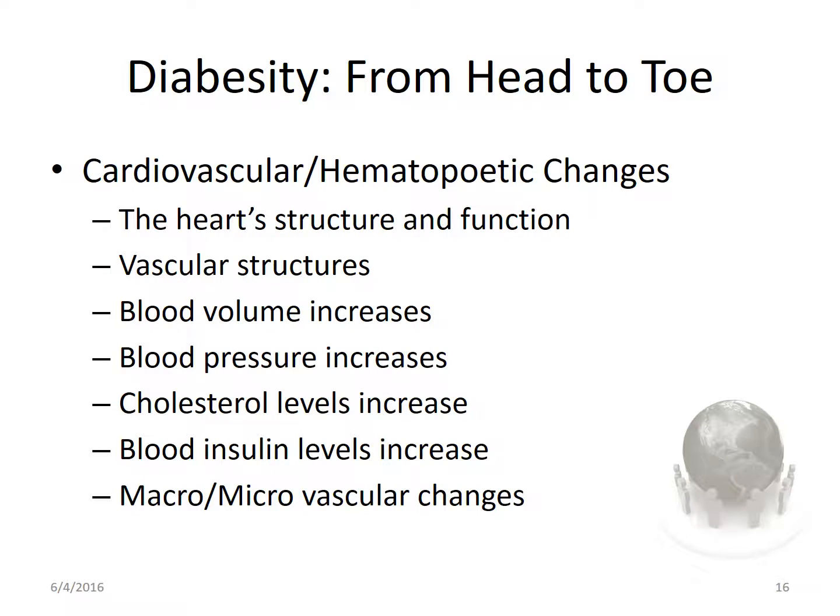There are many changes in the cardiac structures and the hemodynamics of a diabesity person. There's an increased blood volume and increased cardiac output, which is caused by the heart structure changing and the function changing. This leads to cardiomyopathy, and the heart does not work as well. Dyslipidemia and hypertension are the two most common cardiac comorbidities.